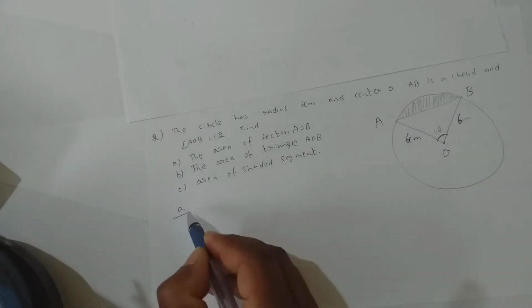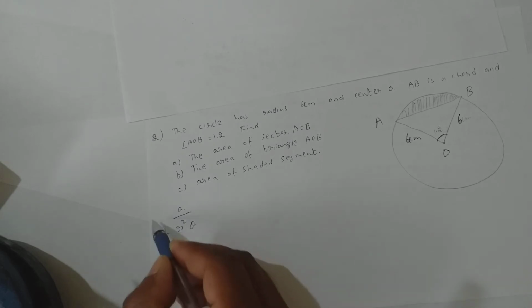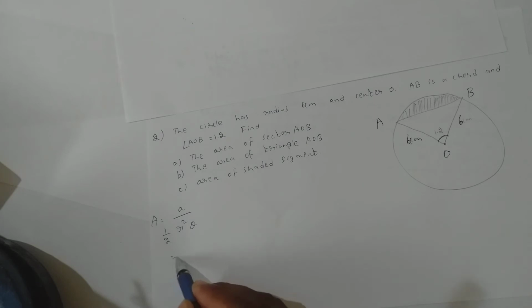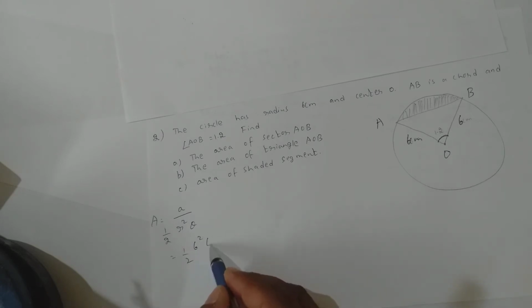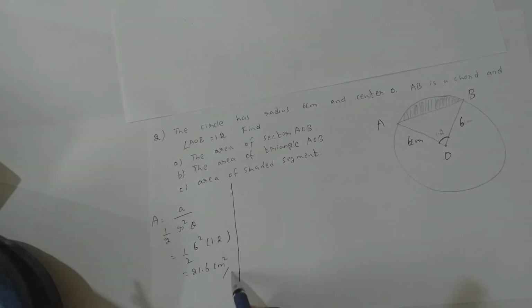For the first bit, directly use the formula: half r square theta is the area of a sector. So here, half r square is how much? 6 square. Theta is 1.2. Placing it in the calculator, I get 21.6 centimeter square as the area of sector AOB.